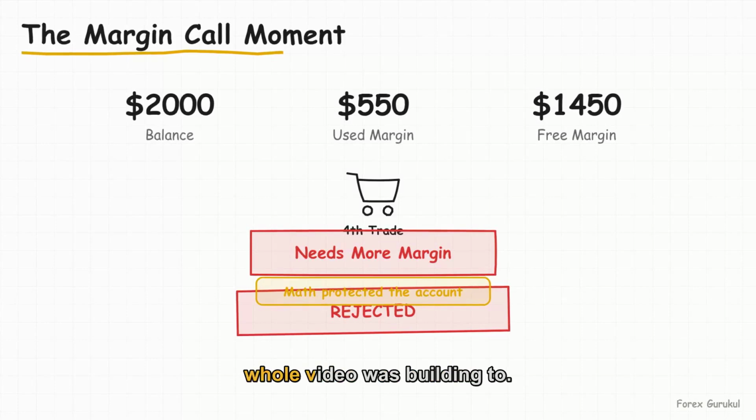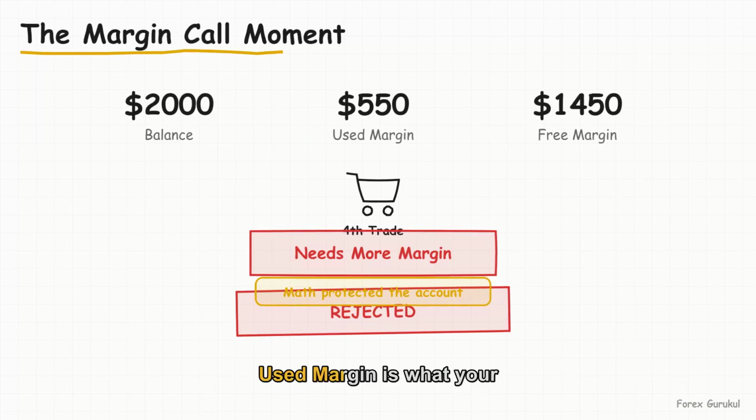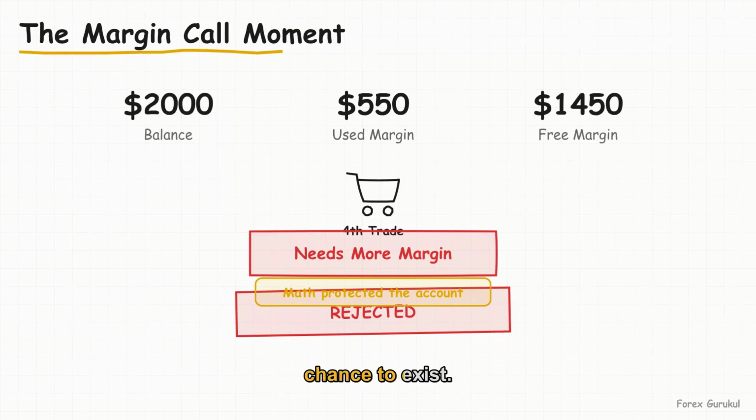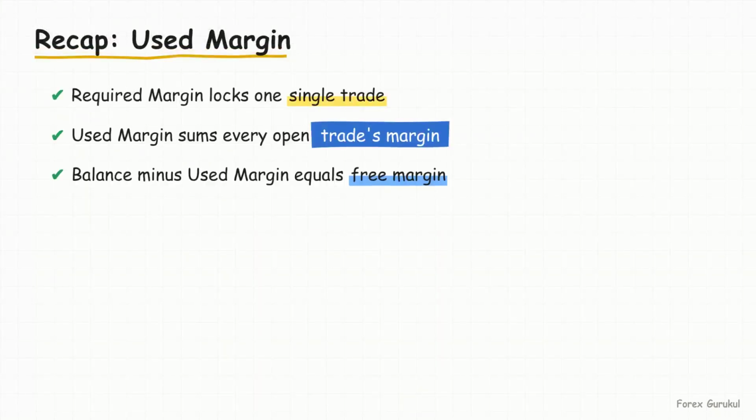This is the thing this whole video was building to. Balance is what you deposited. Used margin is what your open trades have already claimed. And the gap between those two numbers is the only thing that decides whether your next trade even gets a chance to exist. Let's lock in the pieces.